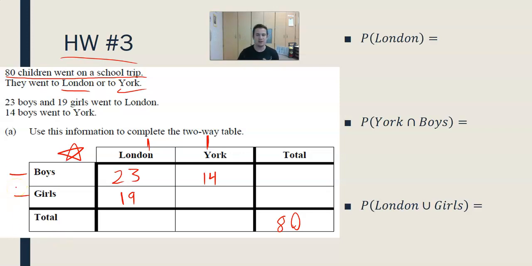So I've filled in the table with the information that was given to me, and now it says use this information to complete the two-way table. I think the homework assignment is just filling in this table, and then I've added some probabilities for us to be able to compute. The total number of boys that went on this trip is going to be the total number of boys that went to London plus the total number of boys that went to York. 23 plus 14 is 37.